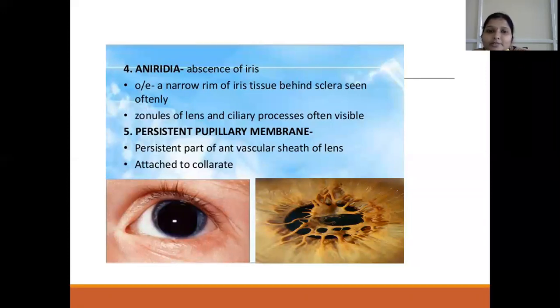Next, coming to persistent pupillary membrane. So this picture is persistent pupillary membrane. Here you see shreds of pigmented layer extending from the pupillary zone, from the collarette. They extend from the collarette and they either extend into the anterior chamber and float freely in the anterior chamber, or they can be attached to the lens. And it represents the persistent remnants of the anterior vascular sheath of the lens.